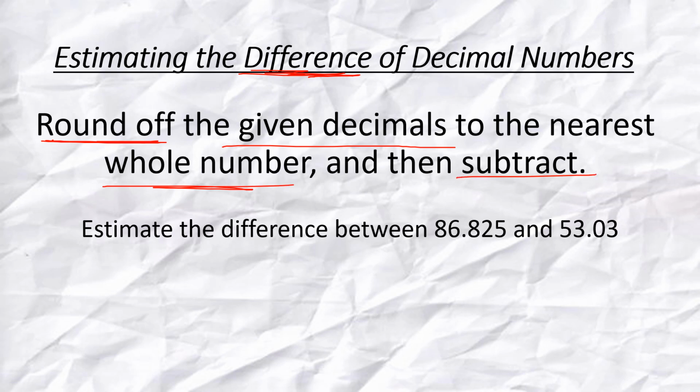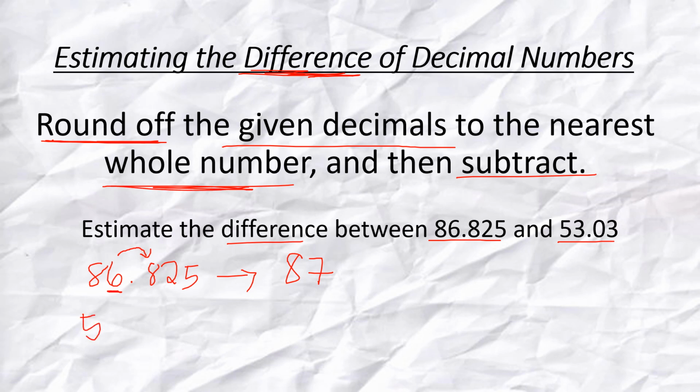So here is the problem. Estimate the difference between 86.825 and 53.03. Let us start with 86.825 first. So we need to round off this decimal number into a whole number. So we need to get the ones digit. So this is 6. And then look at the digit to its right. So since this is 8, 6 now here will become 7. So therefore, 86.825, if we round off this number to the nearest whole number, it will become 87.